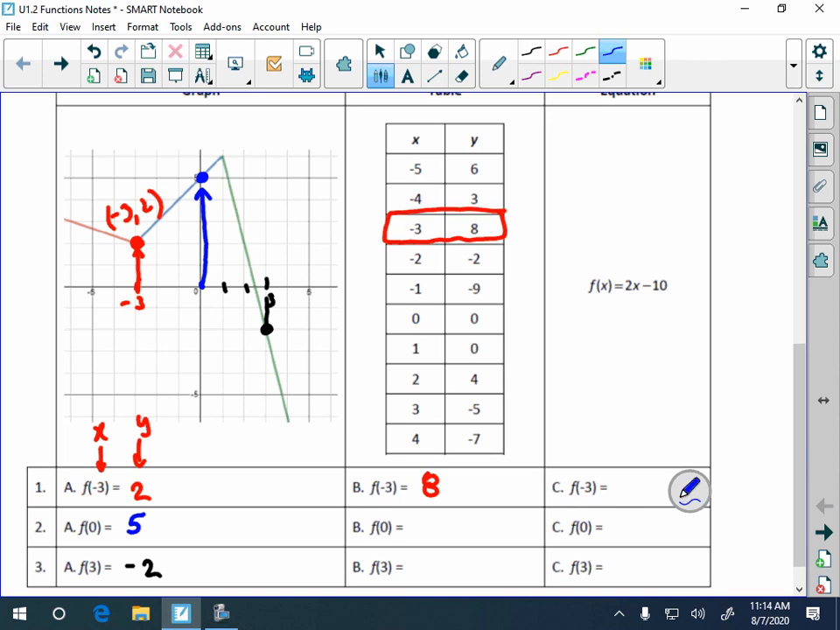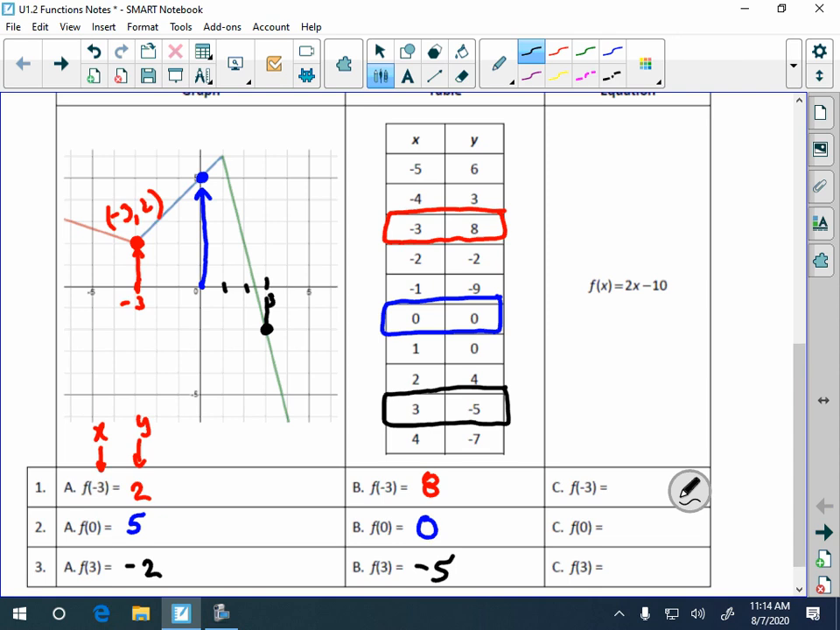All right, f of 0, when x is 0, y is 0. And when x is positive 3, f of 3, y is negative 5.